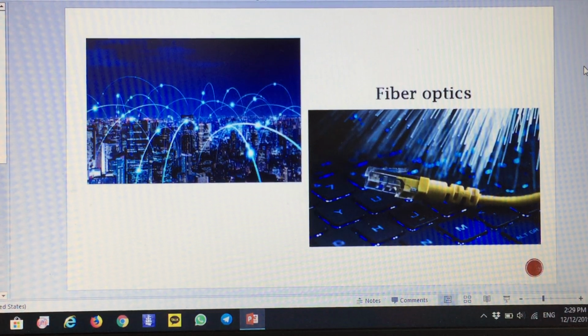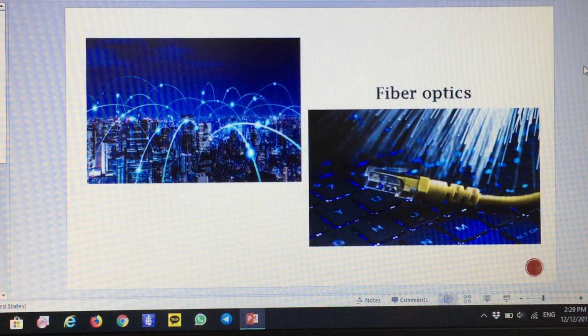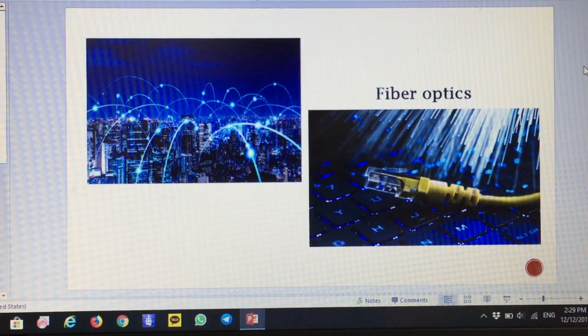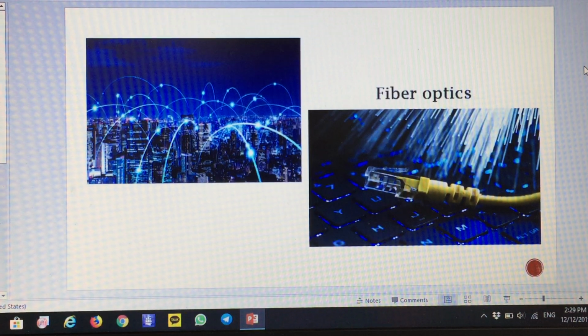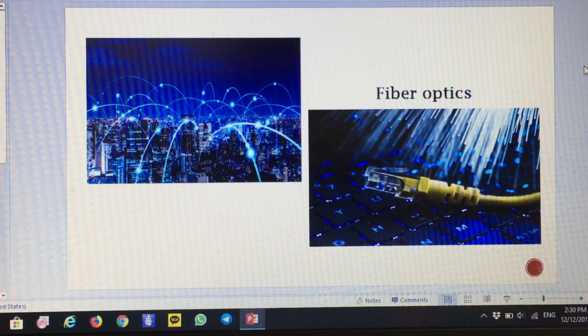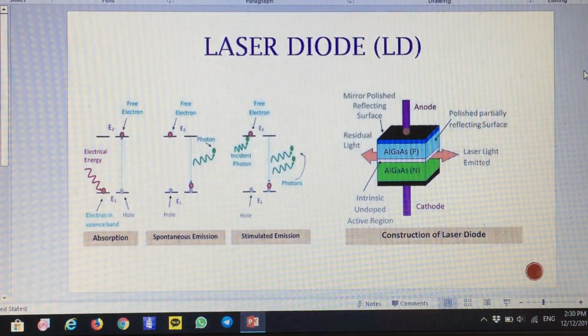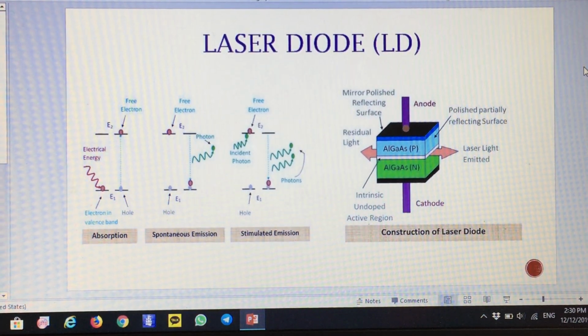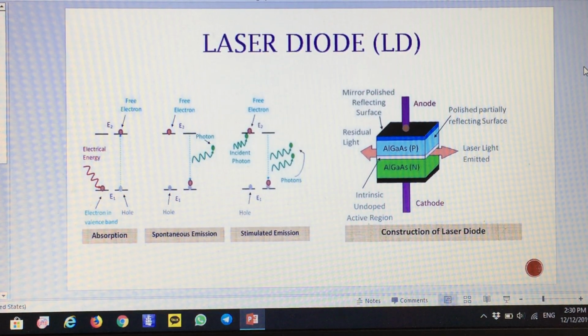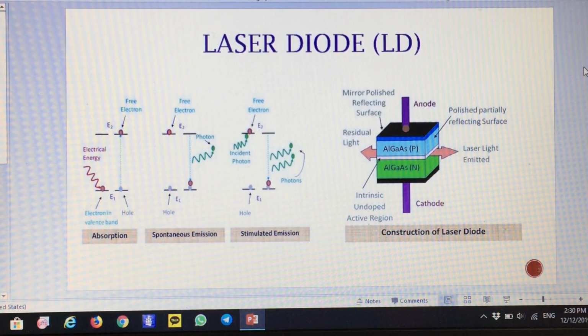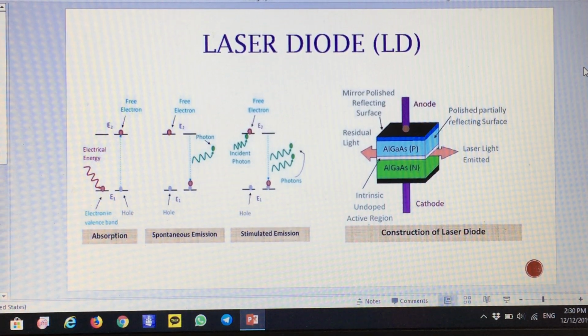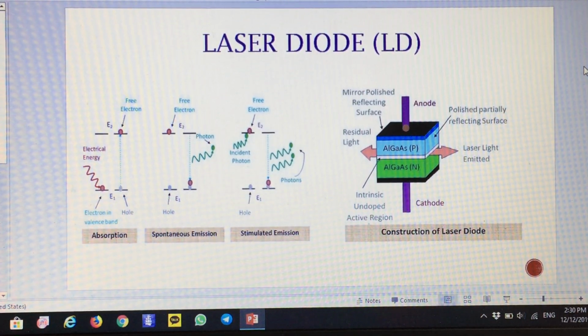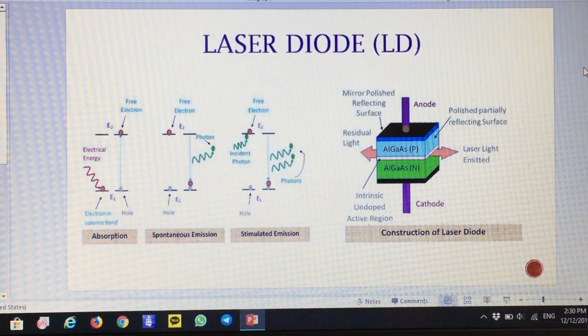But to increase network capacity in the future, we need to improve fibers, better electronics, and optical components to improve signal quality and efficiency. For the second question, I want to discuss three photonic components: LED, laser diode, and photodetector. First of all, I'm going to talk about laser diode.